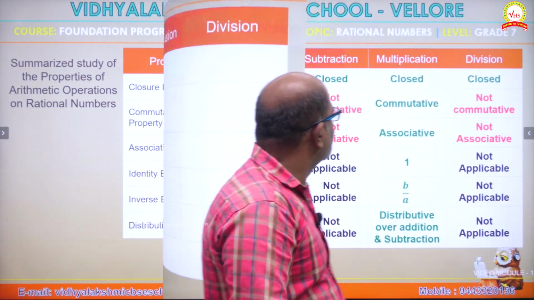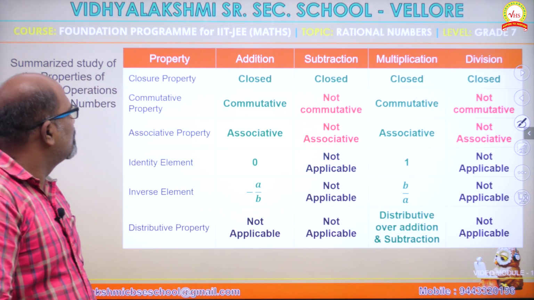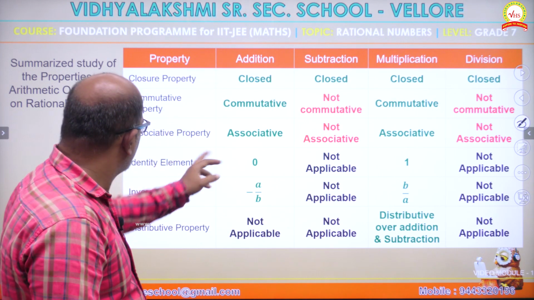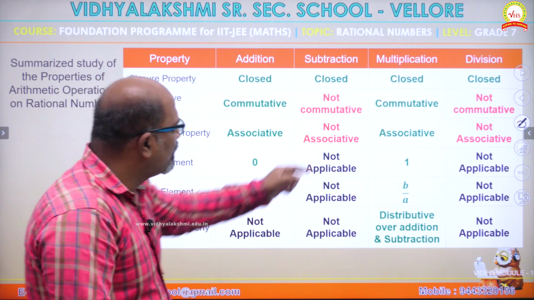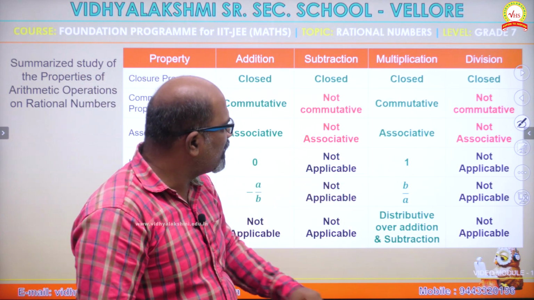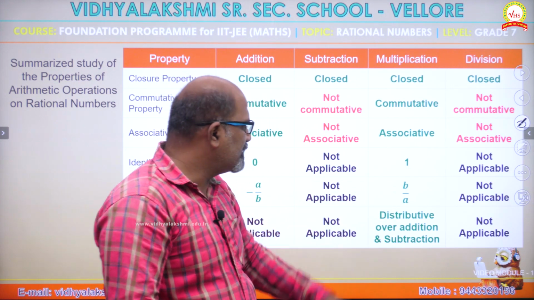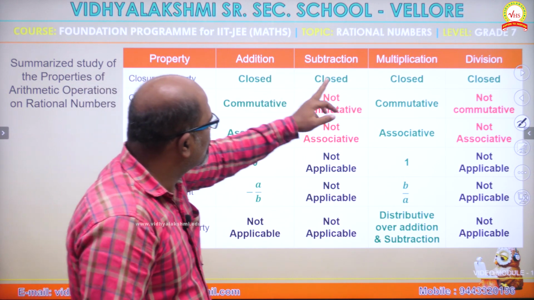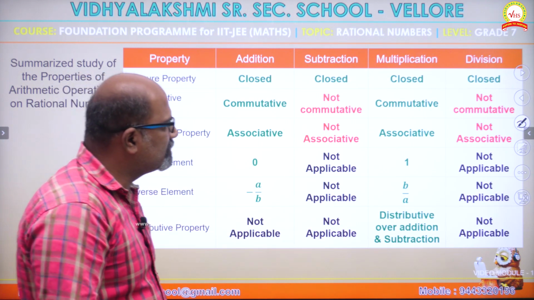The same thing is given clearly here. Closure property is closed, commutative, associative, identity element is 0, inverse element is minus A by B. This is not applicable. Whereas multiplication: closed, commutative, associative, identity is 1, inverse is B by A, distributive over addition and subtraction. You can see that it is the same thing that we studied.